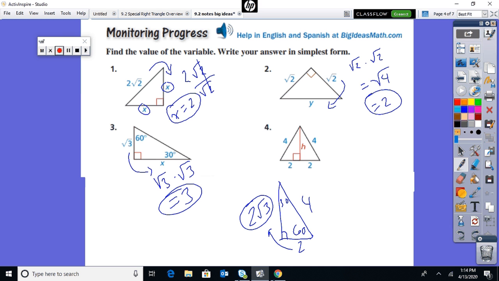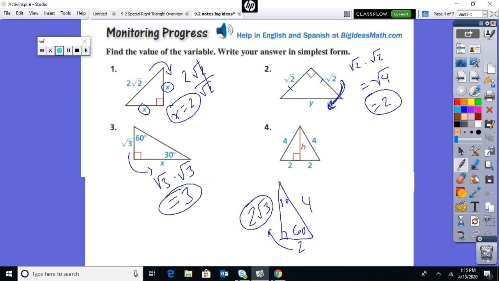All right, so here we go. First, check your progress. Number 1, you've got a 45-45-90, going backwards. So just divide by the square root of 2, and it just leaves you with 2. Now, number 2 is a little different. You have a radical 2, and you're going to the hypotenuse of a 45-45-90. So you multiply by square root of 2, but it's root 2 times root 2, which is root 4, which is just 2.